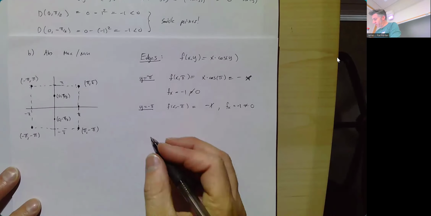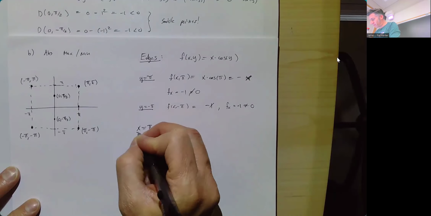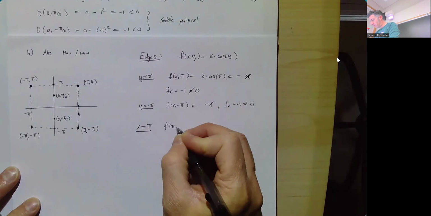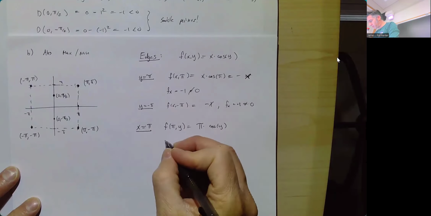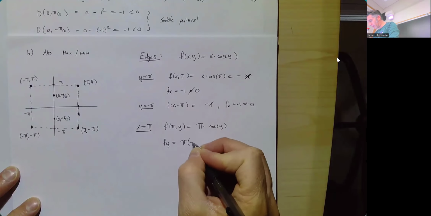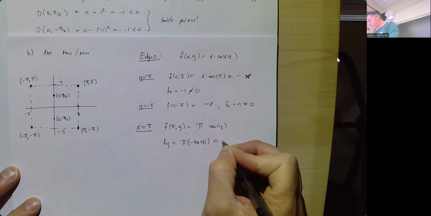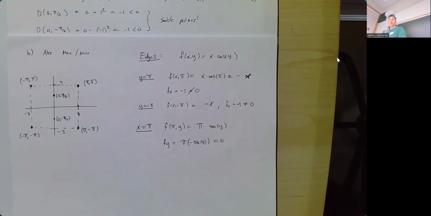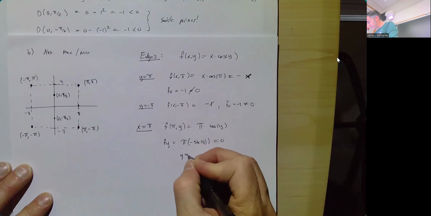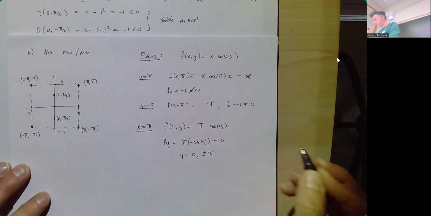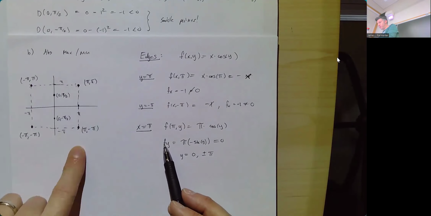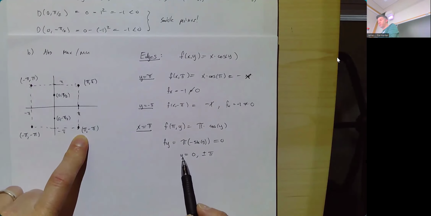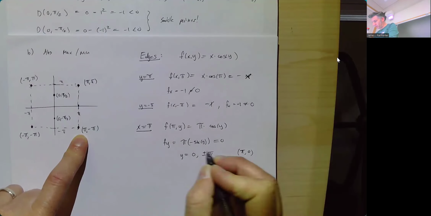Let's check the other edges. If we check x equal to pi, I think we'll get something more interesting. So f of pi comma y is pi times cosine of y. Take the partial derivative, you're going to get pi times negative sine of y. And if you set that equal to 0, you are going to get 3 answers, because sine is equal to 0 when y is equal to 0 or plus or minus pi. But fortunately, 2 of those are already accounted for. We already have pi comma pi and pi comma negative pi. We just need pi comma 0. X was pi, and we got y equal to 0.